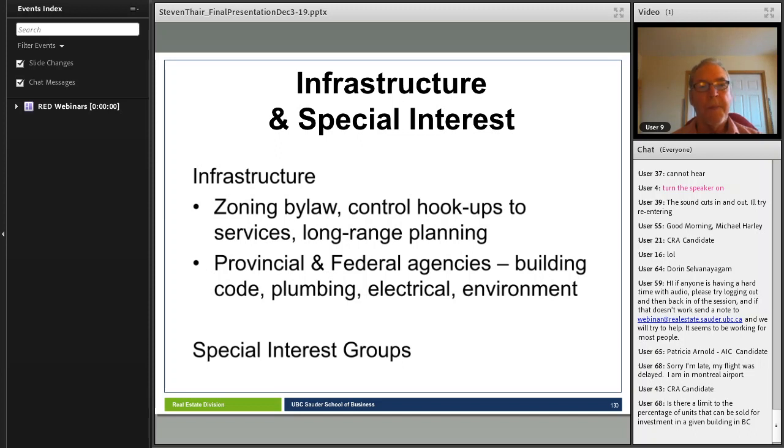All right, sorry. So now we come to the third group, which is infrastructure and special interest. And you're probably familiar with developers and owners applying for a zoning change. And that's obviously a situation that generates conflict. And it can't be resolved simply by looking at what's the most profitable use.